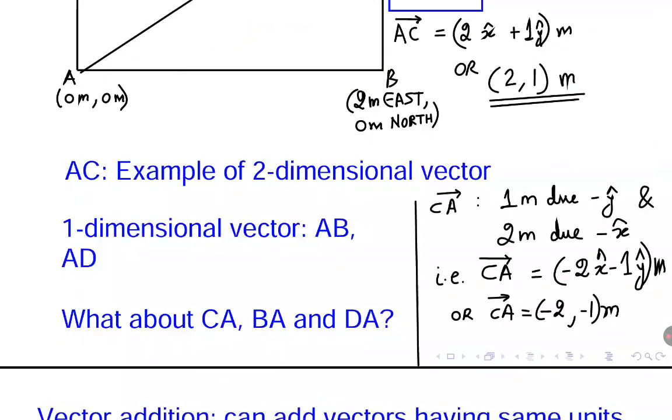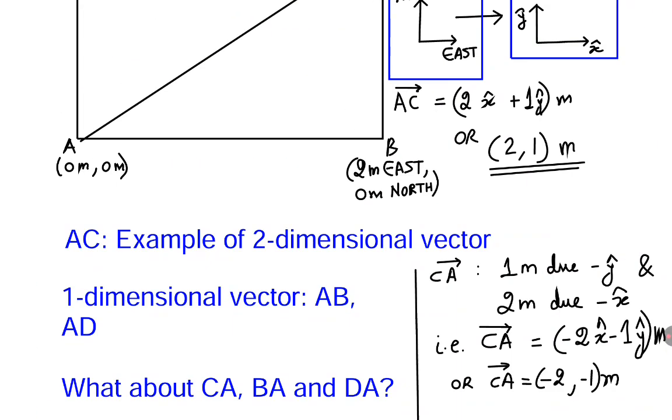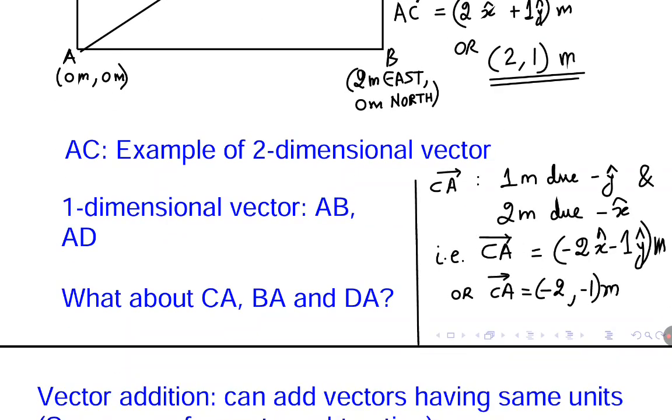Of course, it will have to be, because this means we have moved from A to C and then back from C to A. That is, we have come back to our original position, 0 comma 0 meters.